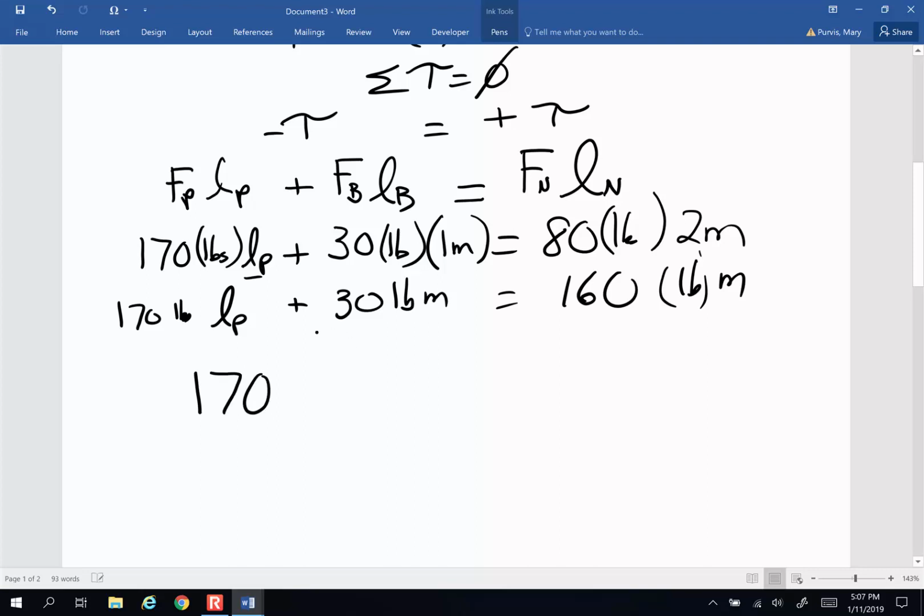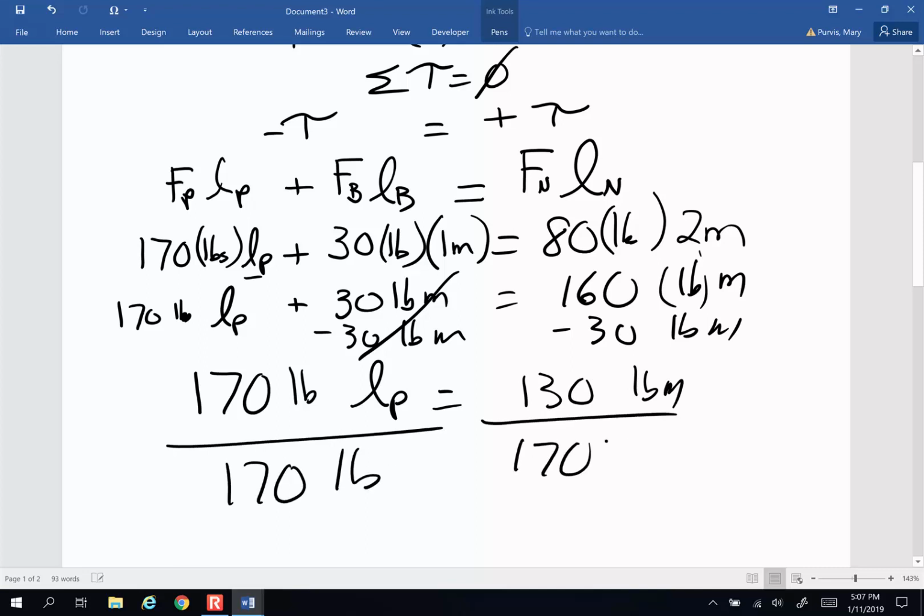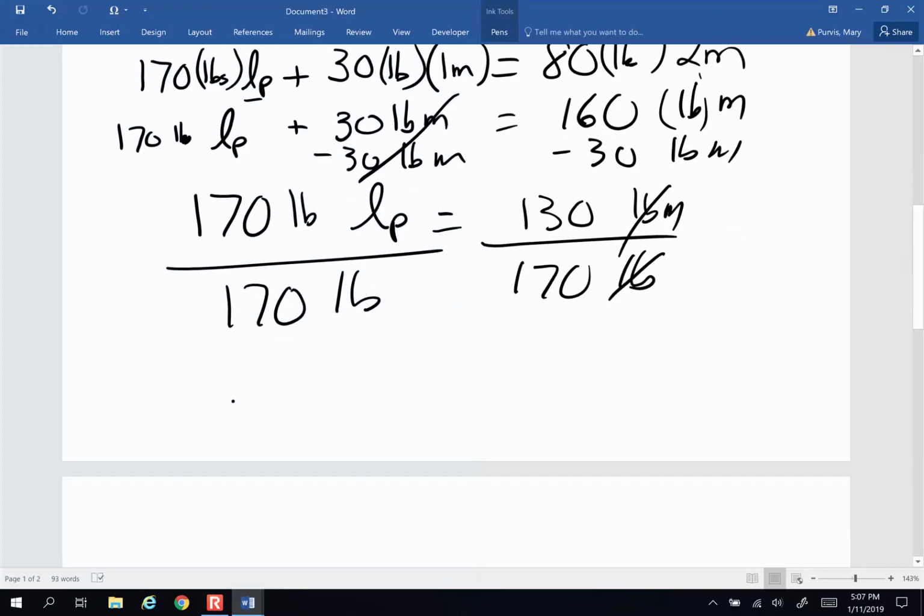All right, I'm going to subtract 30 pound-meters from both sides. These are going to cancel, so 170 pounds times the lever arm of the person will be equal to 160 minus 30, 130 pound-meters. Divide both sides by 170 pounds, and pounds will cancel, and what I'm going to end up with is the lever arm of the person is going to be 0.76 meters.